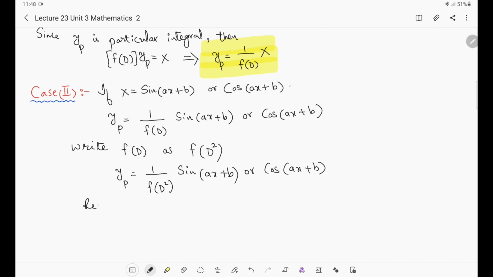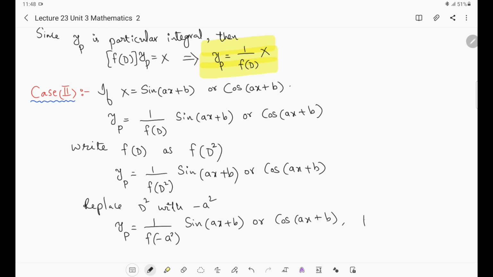Right, now replace D^2 with minus a^2. Then yp equals 1 by f(minus a^2) into sine of (ax plus b) or cos of (ax plus b), provided f(minus a^2) is not equal to 0.